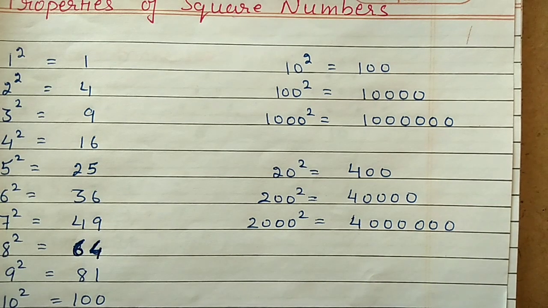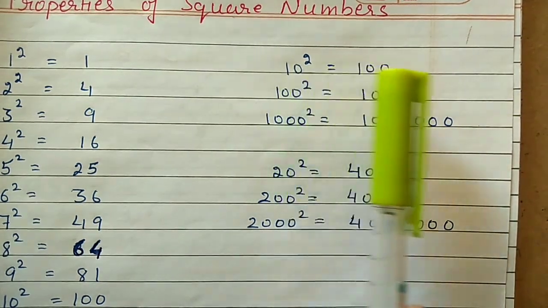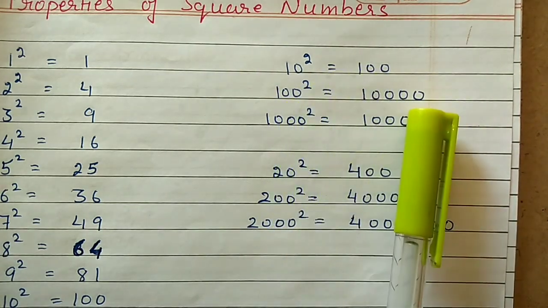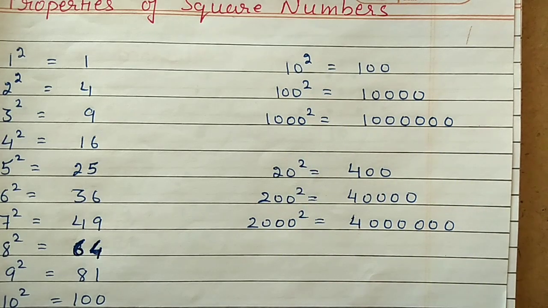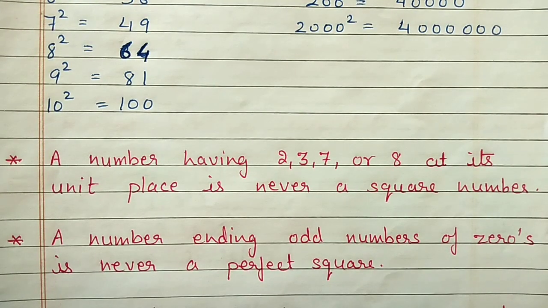So you can see here we are getting an even number of zeros. When we had 1 zero, after squaring we get 2 zeros. If 2 zeros, then after squaring 4. If 3 zeros, after squaring 6 zeros. So if the unit place is 0, after squaring we will get an even number of zeros. So the second result is that a number ending with an odd number of zeros is never a perfect square. So if at the end of a number 5 zeros or 3 zeros are there, that number can't be a perfect square.